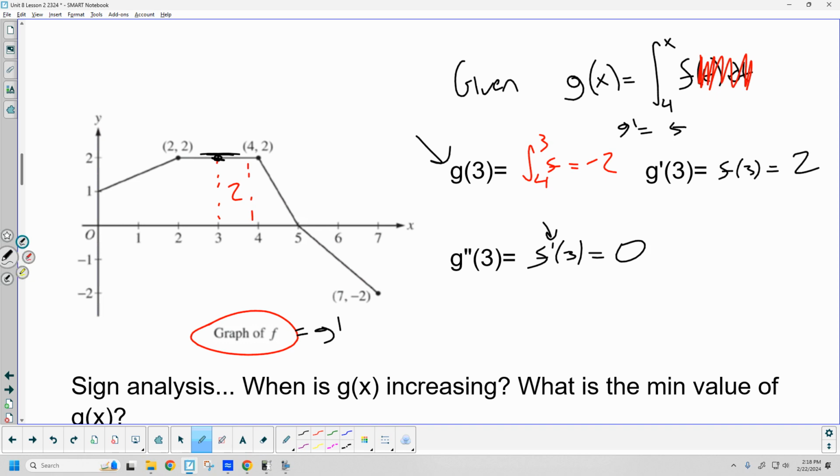Okay, great. Now, what's the max location and value of G? What is the max location and value with justification?